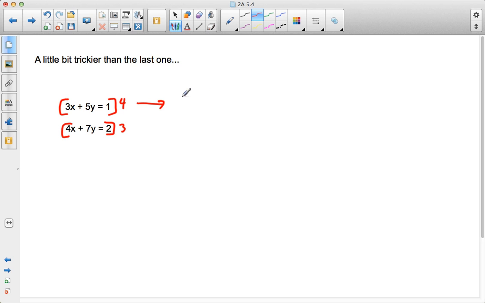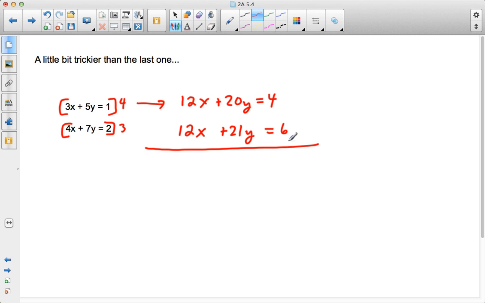What that's going to get me is 12x plus 20y equals 4 and 12x plus 21y equals 6. Now, instead of adding them together, I'm going to subtract the values. So I'm going to subtract this entire equation from the second. Using elimination, here's where it gets tricky. You can add or subtract depending on your situation. I could have also multiplied this by a negative 3 and then added, but I'll just go ahead and subtract.